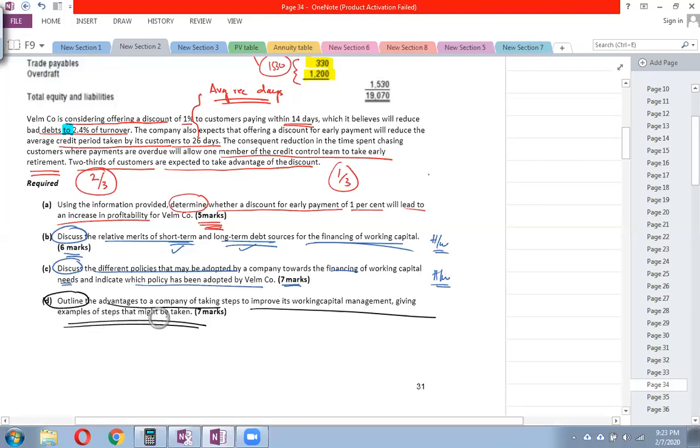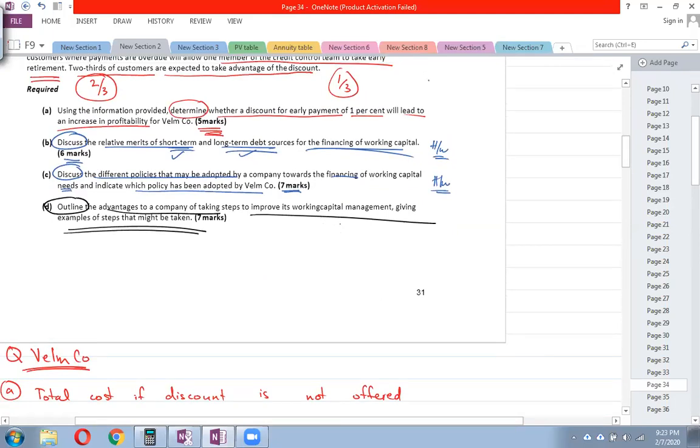But you also have to give advantages to the company of improving the working capital management. What will you get if the working capital management is improved? You'll have less bad debts, you can save some interest cost, right? You can check the creditworthiness of the customer, so you would know which customer is good and which customer is bad. You can categorize your customers in different categories. Again, it's quite a generous question for 7 marks. Very generous.